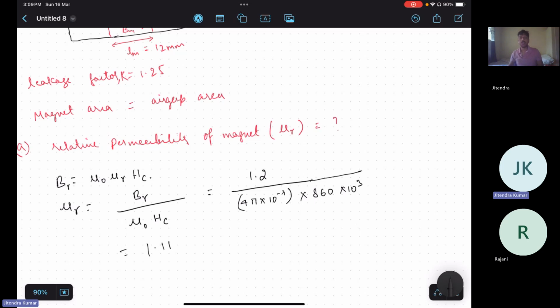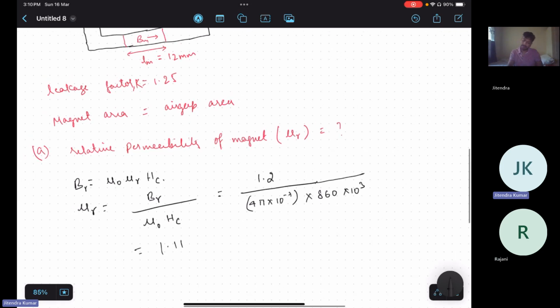So its mu r value is 1.11, and if you observe carefully, you would get to know that this value is very close to the relative permeability of air. So generally, the relative permeability of the magnet path in the reluctance circuit is considered as air, along with the MMF source, but the reluctance is considered as air only.